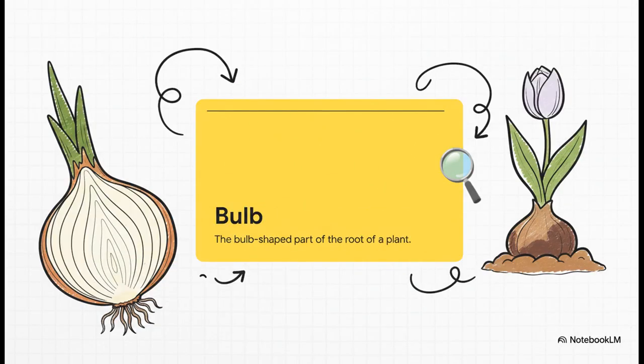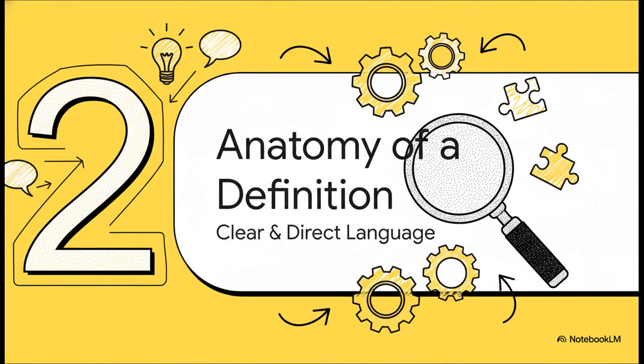Simple enough, right? But wait, there's more. The very same source gives us a totally different definition. The bulb-shaped part of a plant's root, like an onion or a tulip bulb you might stick in the garden. So right off the bat, this one little word is showing us how versatile it can be. Okay, but here's where it gets really interesting. It's not just what the definitions are, but how they're written. The language is so clear, so direct. It's almost like we can dissect these simple explanations to see how they work.